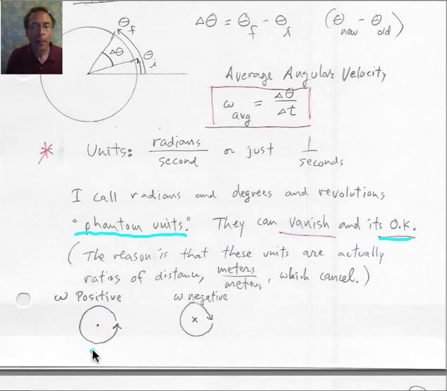Okay. Coming back to positive and negative. If something is rotating counterclockwise, we say that's a positive rotational velocity, and it gets the dot for the vector pointing towards you. And if it's going clockwise, we call that a negative rotational velocity. And it gets the X, which represents the feathers of the vector arrow going away from us.